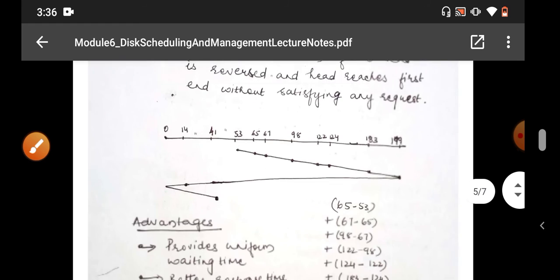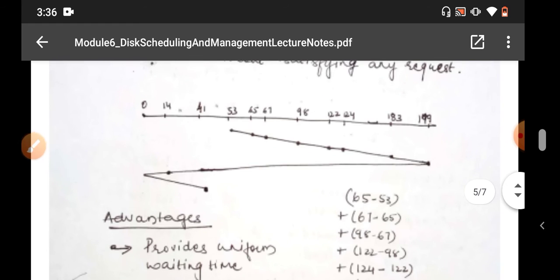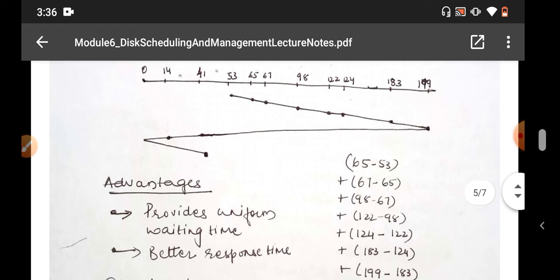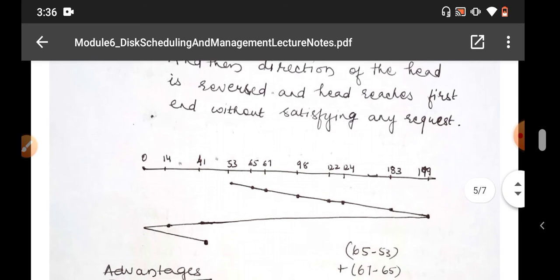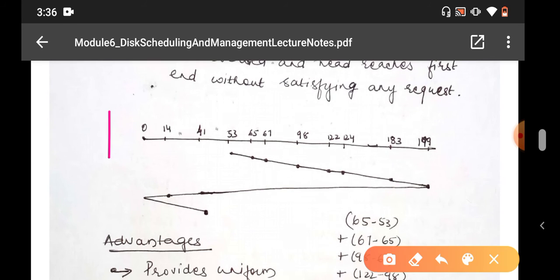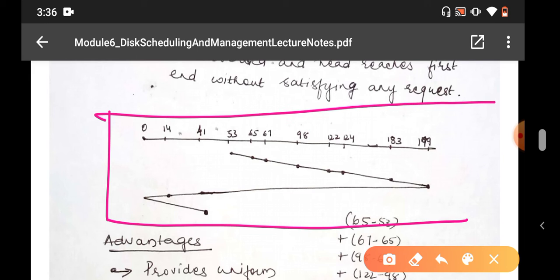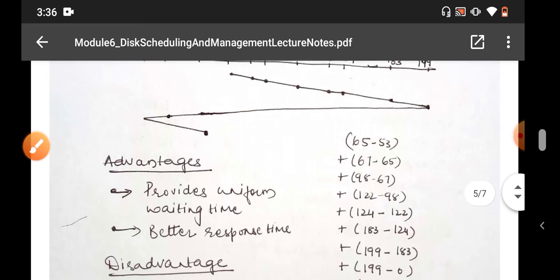So that's what is written over here. The algorithm and the diagram are drawn. Please go through this so that you can understand; this diagram is very important. Each and every time we will draw the diagram in this particular pattern only for the disk scheduling algorithms. This is the way the disk is being accessed. That's why we always draw a straight line over here. Let's see the advantages.